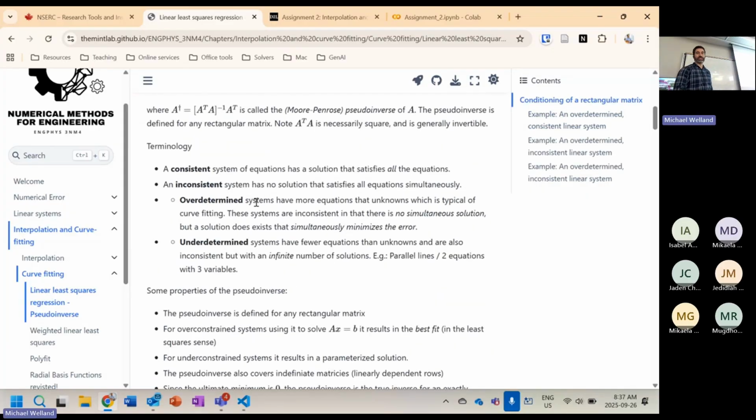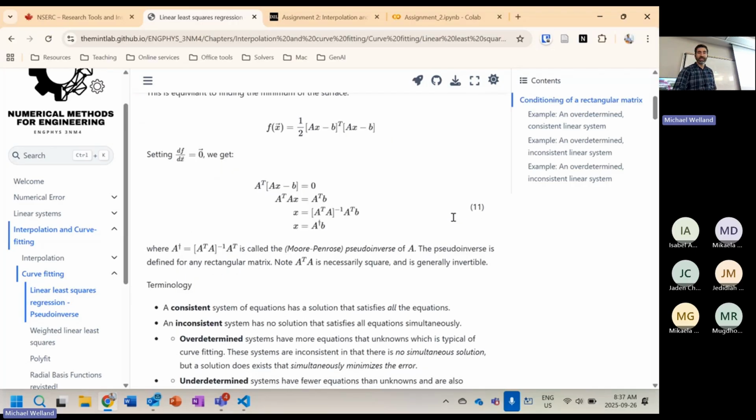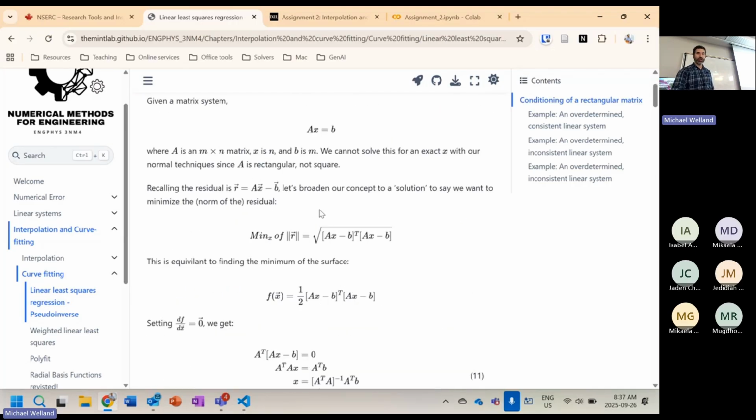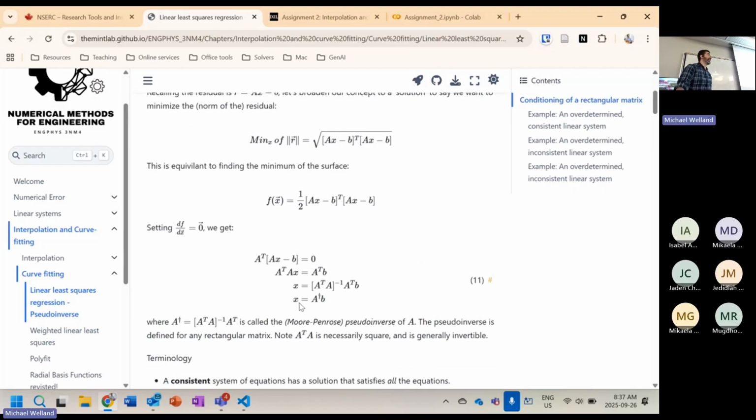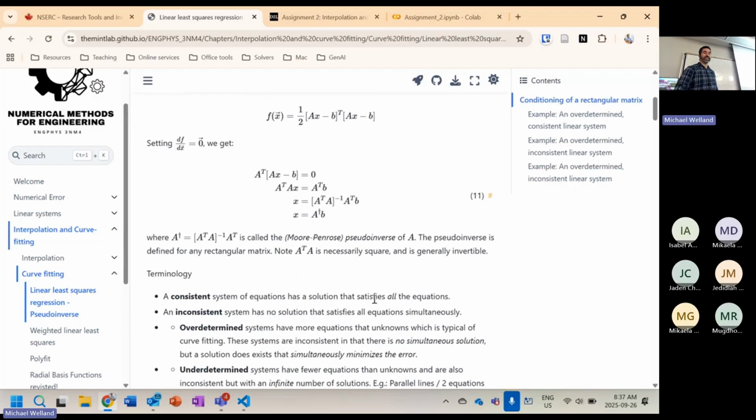An inconsistent system, you have more equations than unknowns, right? And this is basically always what you're going to be dealing with, to be entirely honest. You have more data than you have parameters that you want to fit to it. There is no simultaneous solution, so there is no solution to this one, but you can find the best fit. We already defined what the best fit was. The best fit is the solution X that minimizes R. And that solution is given exactly by this equation, which is really nice.